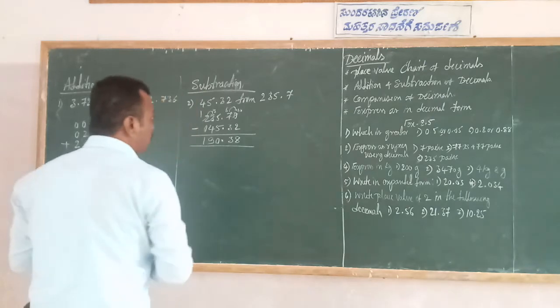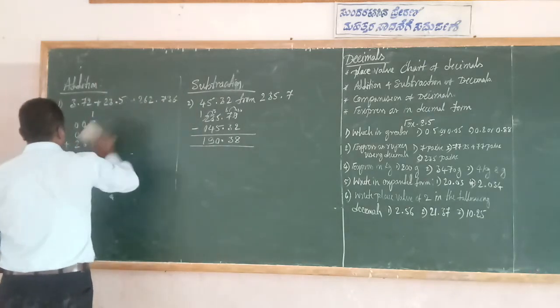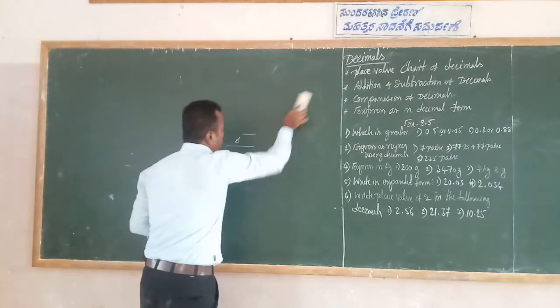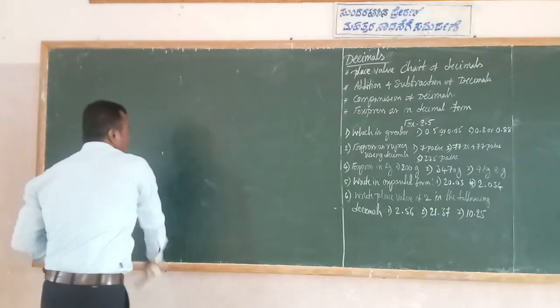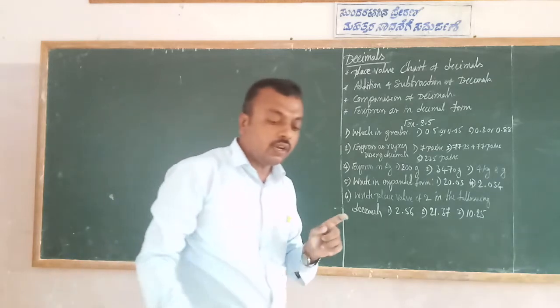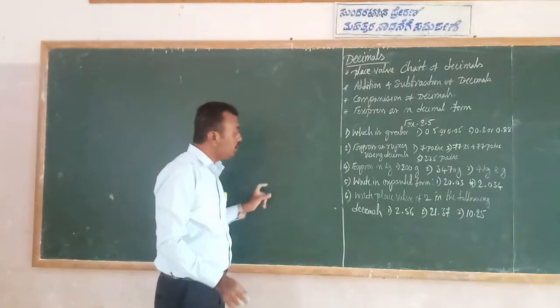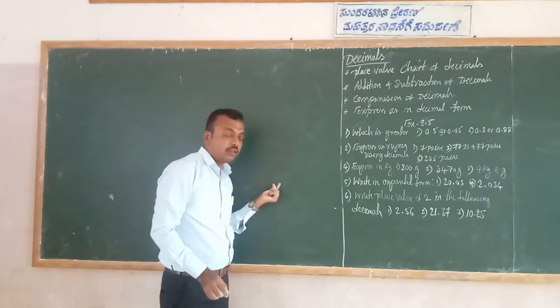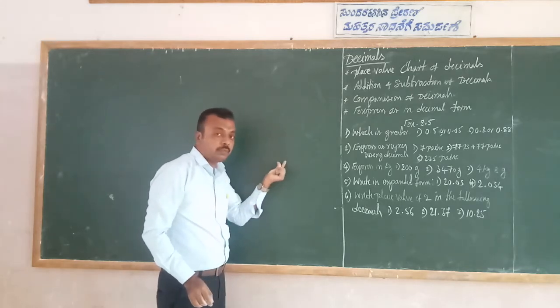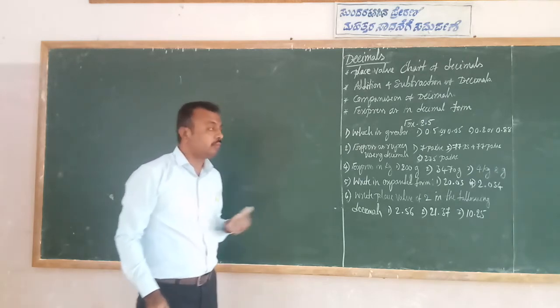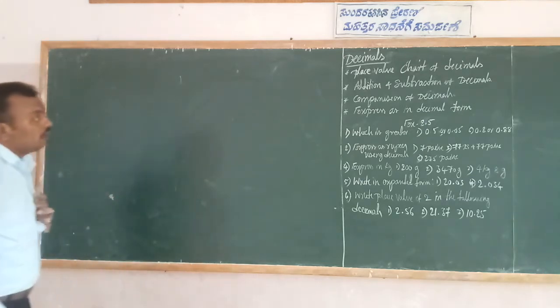So next one, comparison of decimals. We will start with comparison of decimals. So I hope you understand how to write when you are doing additions and subtractions. Please write the decimals one by one. Points downside you have to write point, and 10th place under 10th place everywhere, 100th place under 100th place everywhere. Okay, please be careful about that. So next, comparison of decimals.